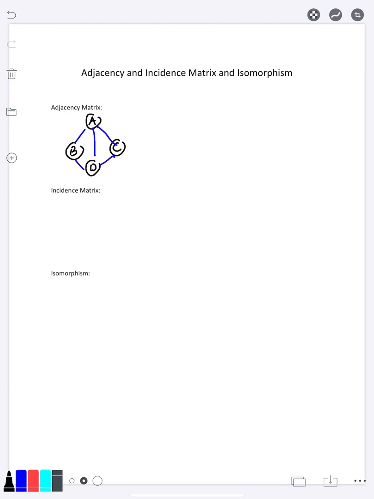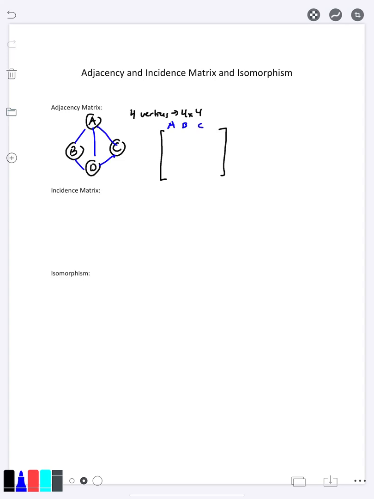So the idea of an adjacency matrix is you're going to create a matrix and you first ask yourselves, how many vertices do I have? Well, there's 4 vertices, and so that means that it's going to be a 4x4 matrix. And what you're going to do is every place where things are connected, you're going to put a 1, and where things are not connected, you're going to put a 0.